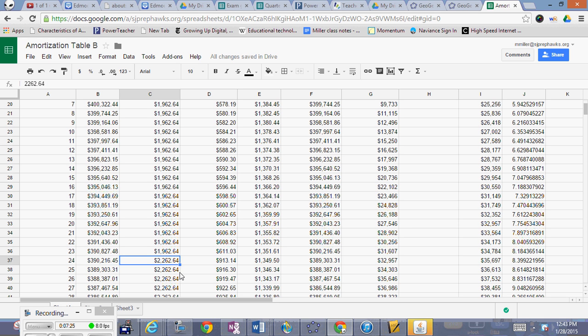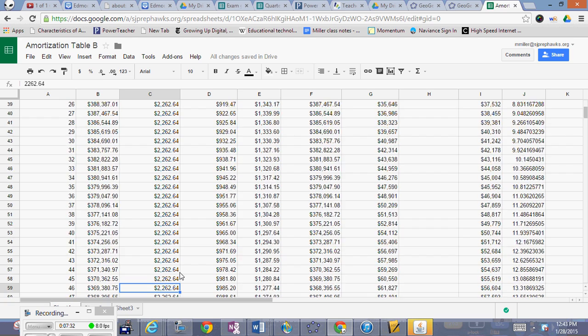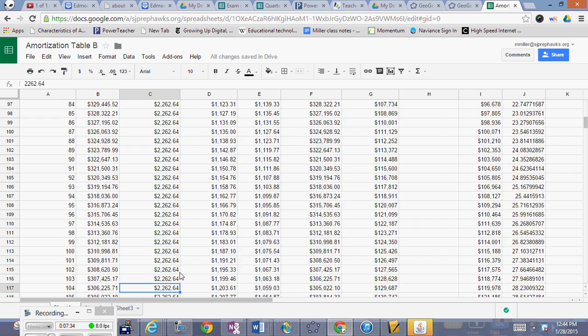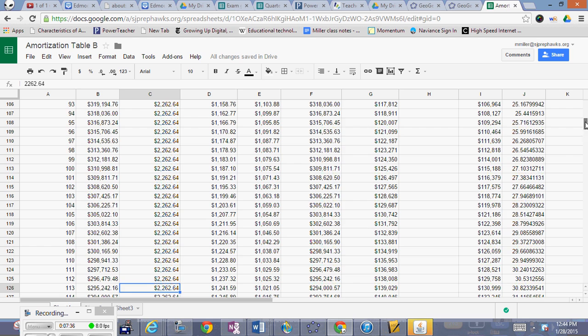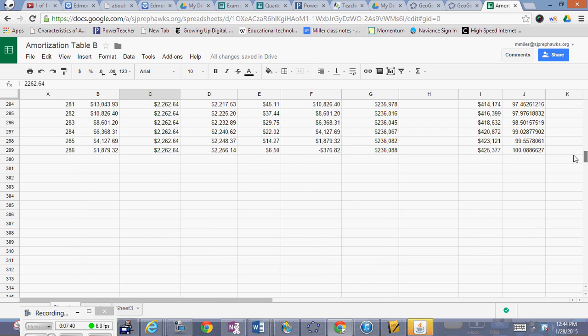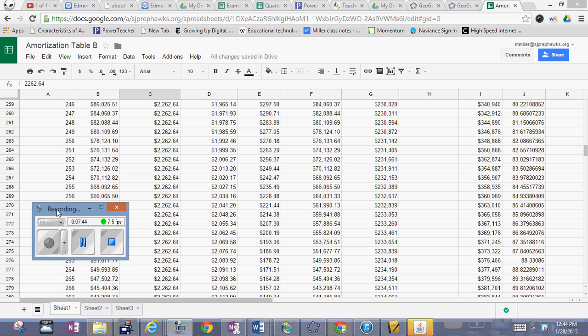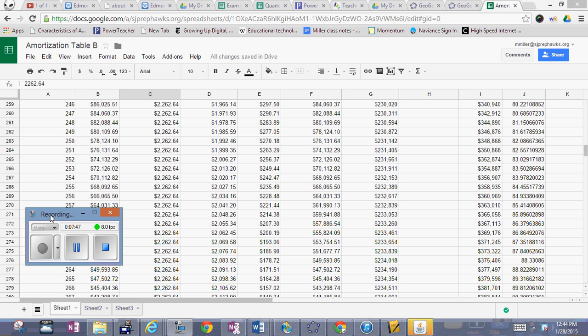So after the second year, I paid an additional $300 a month, and I wiped out the loan in less time, in 286 payments. And I saved myself nearly $64,000. So that's pretty much how an amortization table works if you want to pay over and above what your monthly payment is scheduled to be.